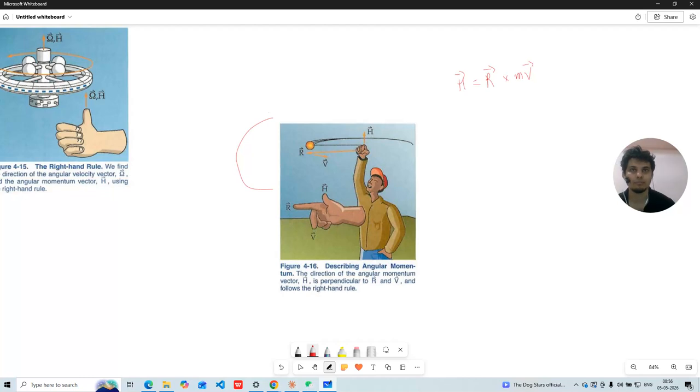Changing momentum. Okay, so that's a little bit of a long topic. So I guess we should stop here and we will continue from changing momentum in our next lesson.